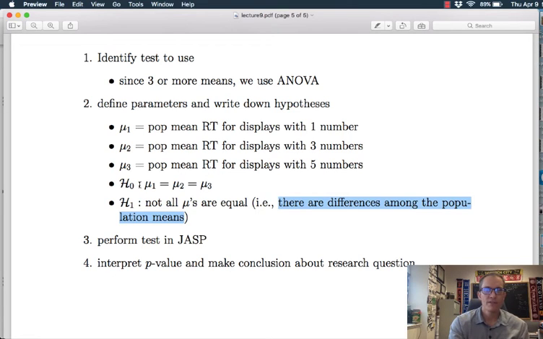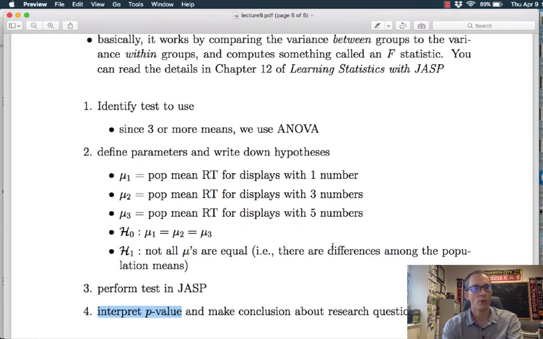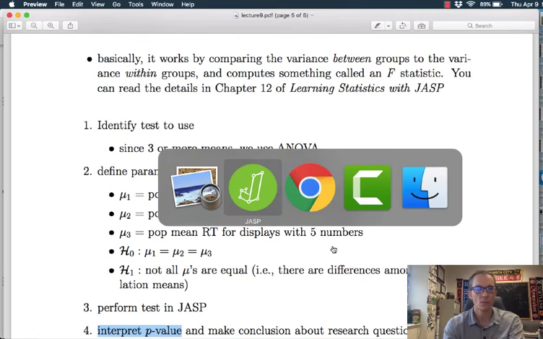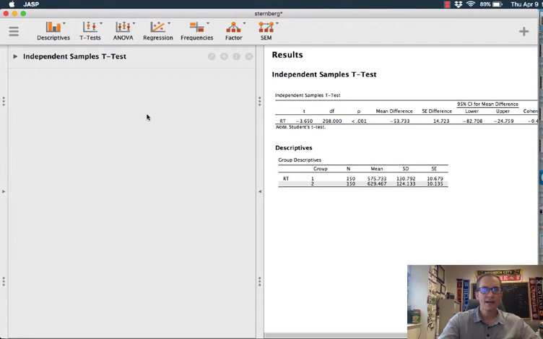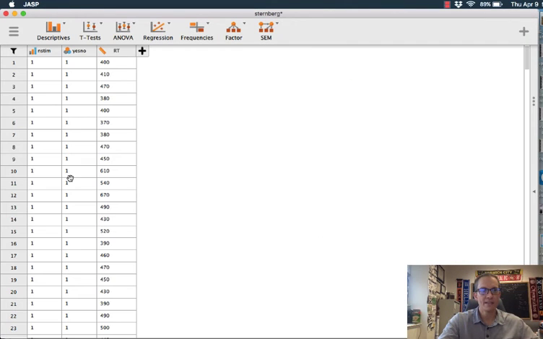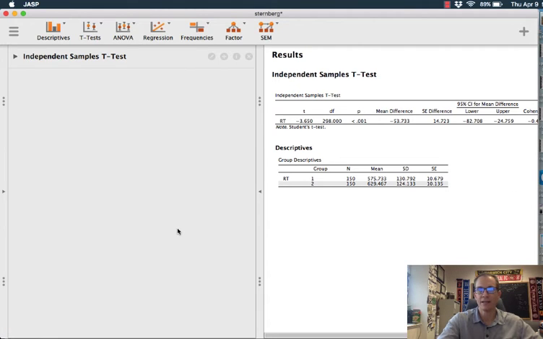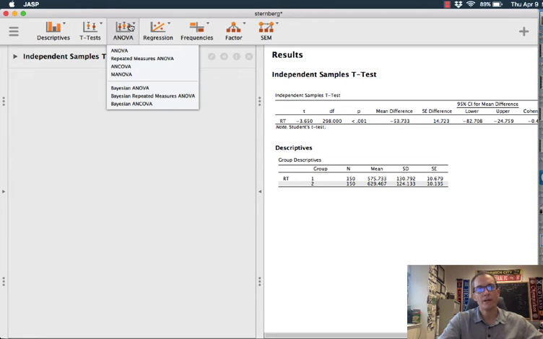So given this null hypothesis and this alternative, we are ready to perform the test in JASP, and as before, we're ready to interpret the p-value and make a conclusion about our research question. So let's go back to JASP. Now this time, we got the same data. You can see that over here. Use these little arrows to click back and forth between the data and the analysis screen. But this time, we're going to go to the ANOVA button. Now there are 7 options, but the one we want is ANOVA.